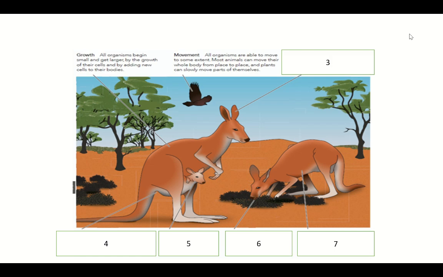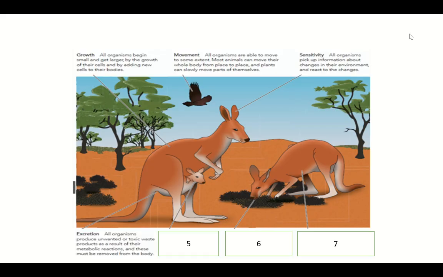Let's see what is in point number 3. Sensitivity. All organisms pick up information about changes in their environment and react to the changes. Point number 4. Excretion. All organisms produce unwanted or toxic waste products as a result of their metabolic reactions, and these must be removed from the body. Point number 5 shows reproduction. Organisms are able to make new organisms of the same species as themselves.